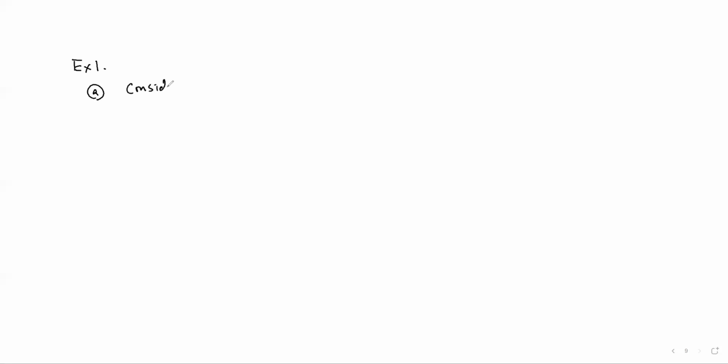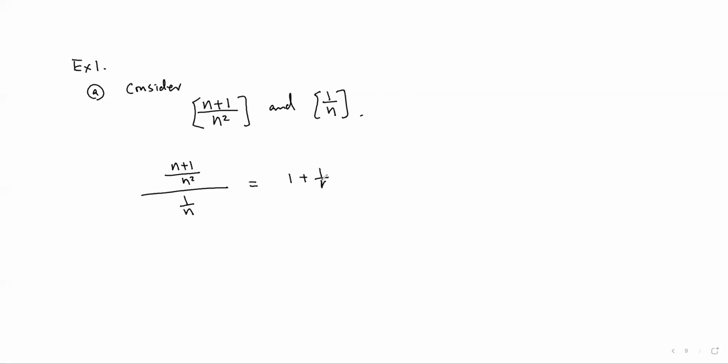Consider these two sequences, (n plus 1) over n squared and 1 over n. Now let me make a ratio of the first over 1 over n. After some basic algebra, we see that this is 1 plus 1 over n, which is less than 2.